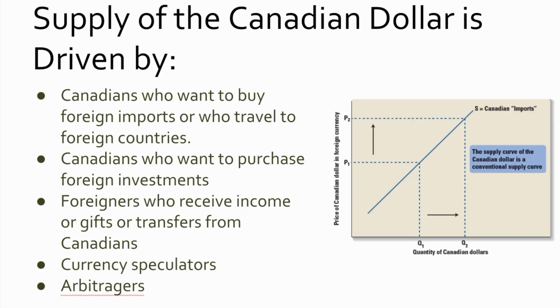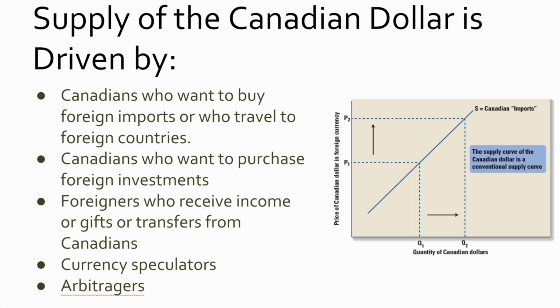So what drives the supply of Canadian dollars? Well, Canadians who want to buy foreign imports or travel to foreign countries are going to want to buy foreign currencies, and that's going to increase the supply of Canadian dollars on the market. Canadians want to purchase foreign investments, again increasing the supply of Canadian dollars on the market. Foreigners will receive income and gifts and transfers from Canada, increasing the amount of Canadian dollars on the market. Currency speculators, again, work on this issue of arbitrage, which is buy it low, sell it high. So same sort of thing.